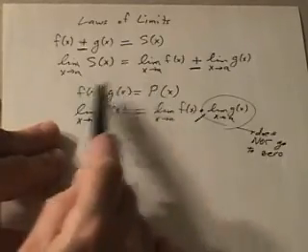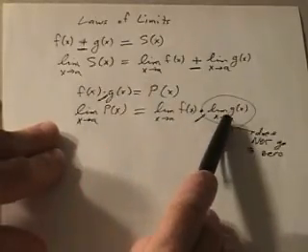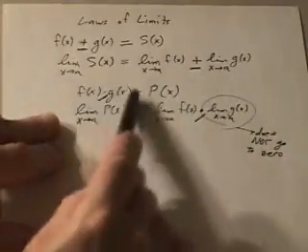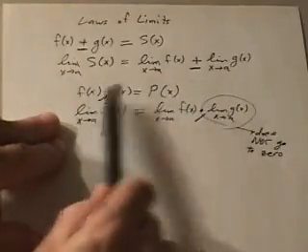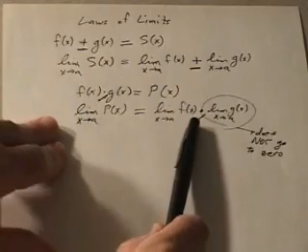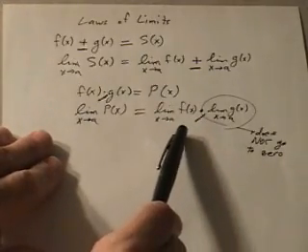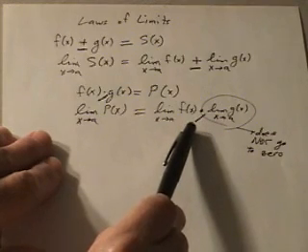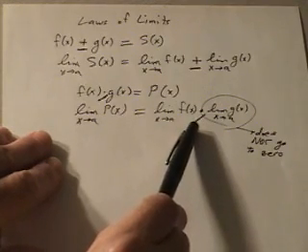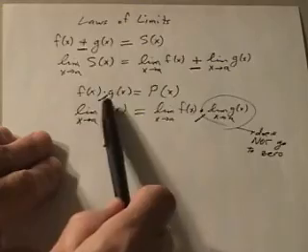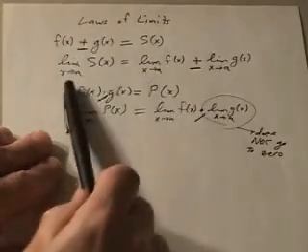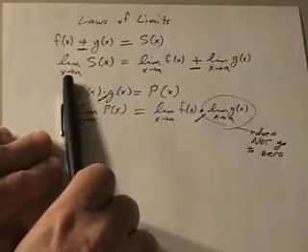When you've got a quotient of two functions and the bottom goes to 0, you can't use this theorem that tells us that the limit of a quotient is the quotient of the limits. But that's not unexpected. You know that when a fraction has the bottom going to 0, it's going to be bad. So that's the catch here. But otherwise, everything behaves exactly the way you expect it to.